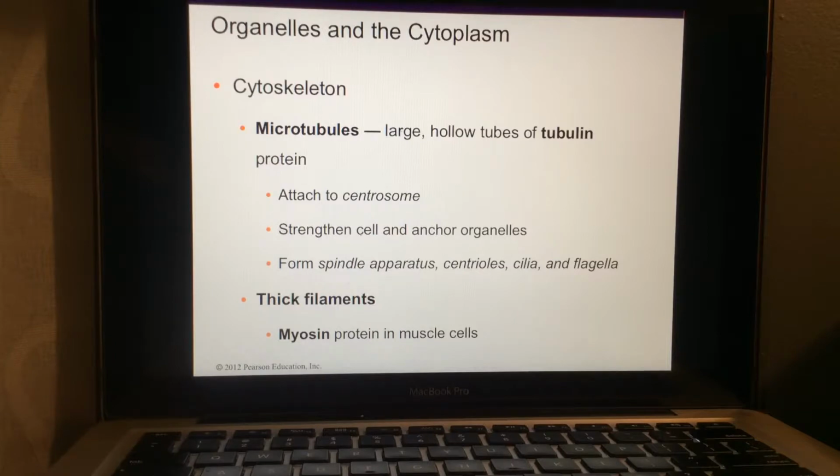Thick filaments are only found in muscle cells, and they're made of the large myosin protein. And they interact with actin, the thin filaments, to produce powerful muscle contractions.